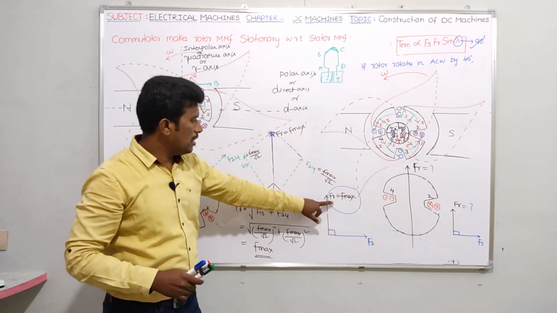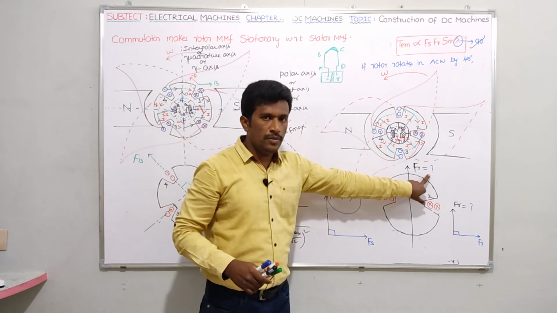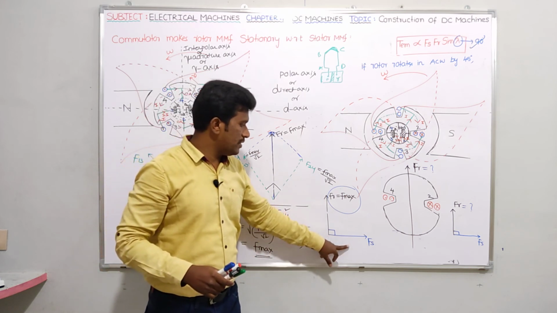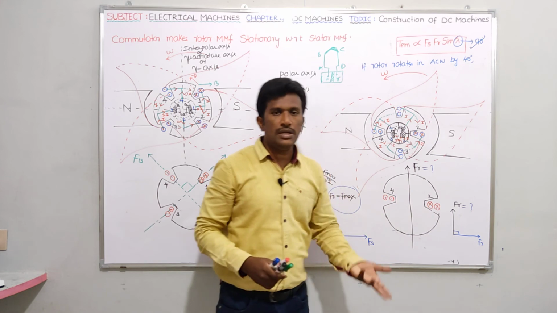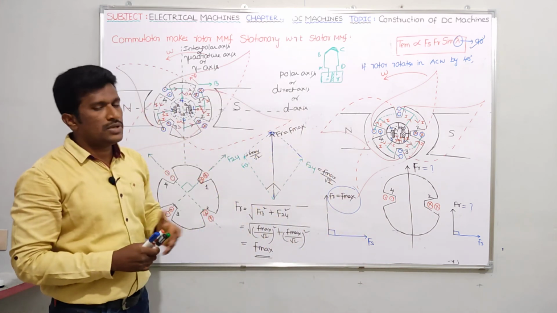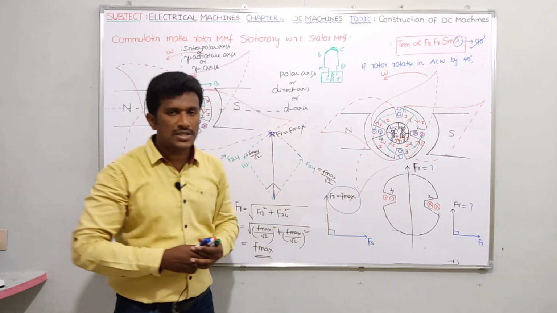See, previously FR, what is the magnitude of FR? F max. Now also if you are getting same value, okay, that means magnitude is same, and previously angle between Fs and Fr 90 degrees. If you are getting same angle now also, that means what is the meaning? So rotor MMF will be stationary with the stator MMF. That is the only meaning. No? Now please tell me, how can you find out the FR value here? I am asking rotor MMF value.